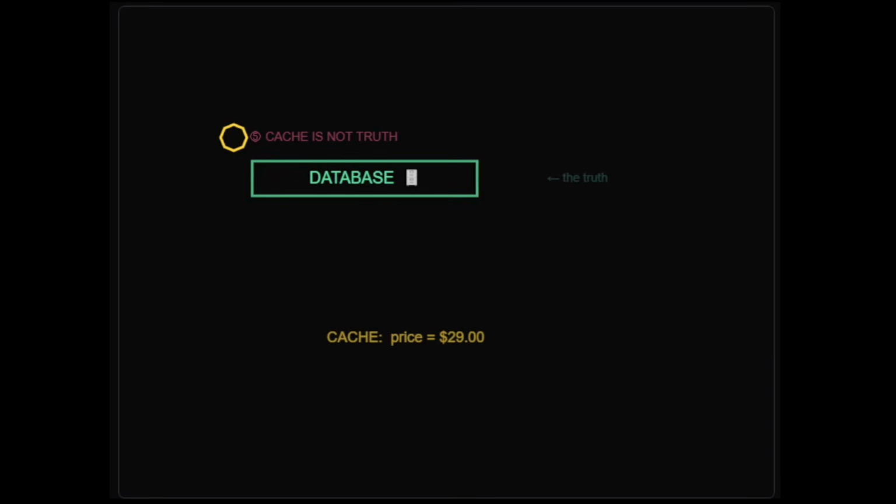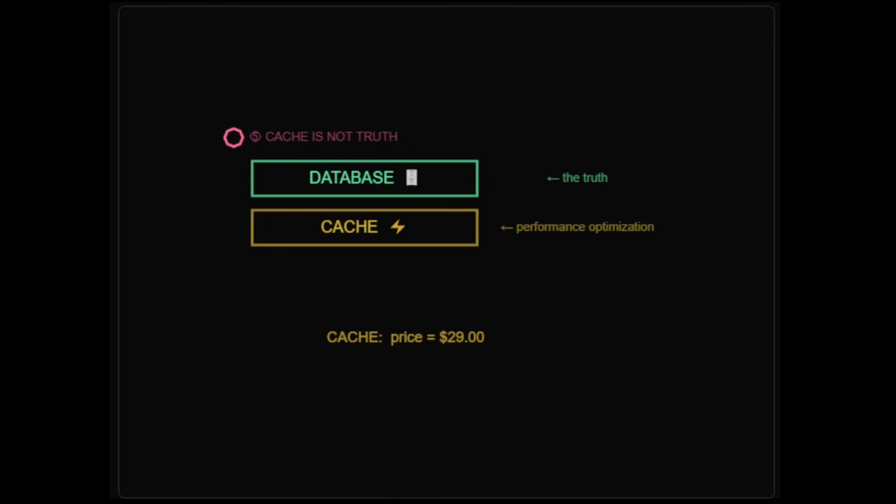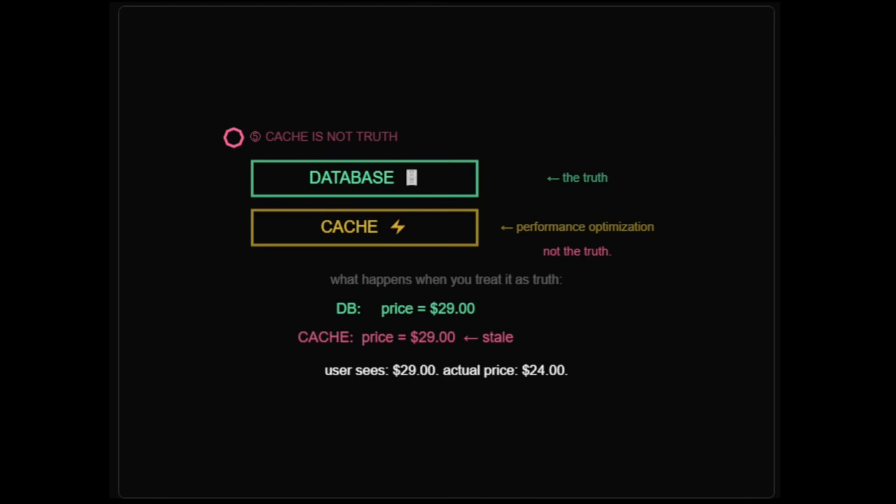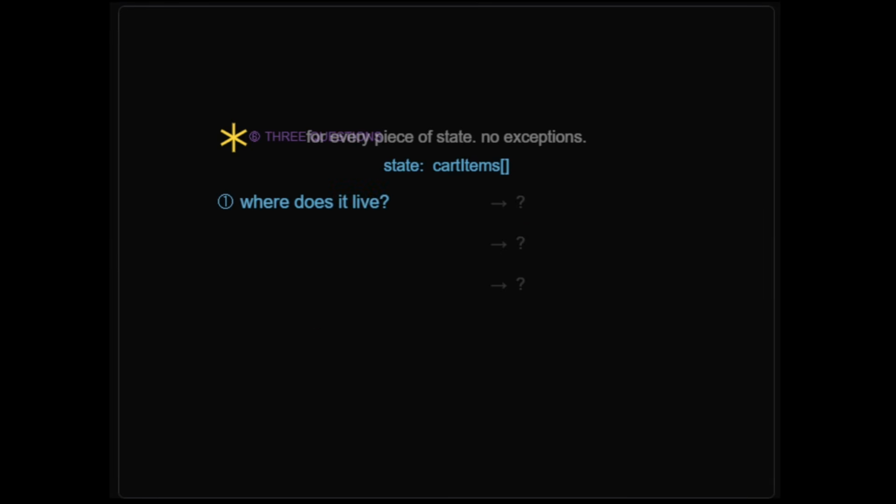On the back end, this is why databases are the source of truth and caches are not. A cache is a performance optimization. It is not the truth. The database is the truth. The moment you treat a cache as the source of truth, you have lost track of where a state actually lives. The rule: know where every piece of state lives.